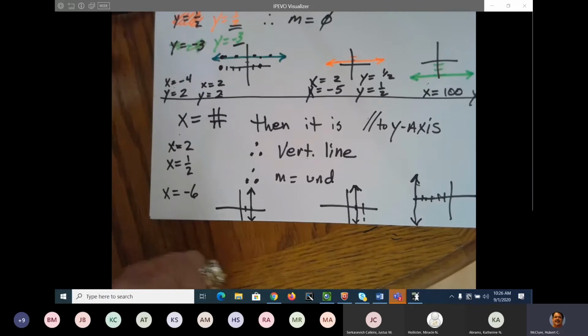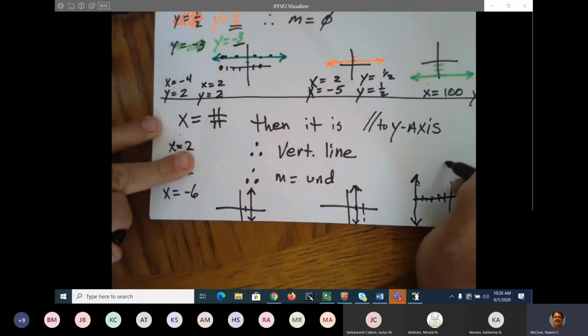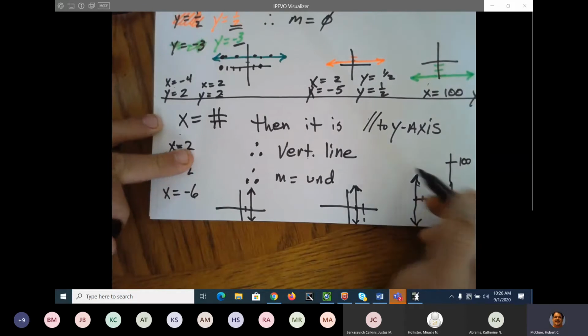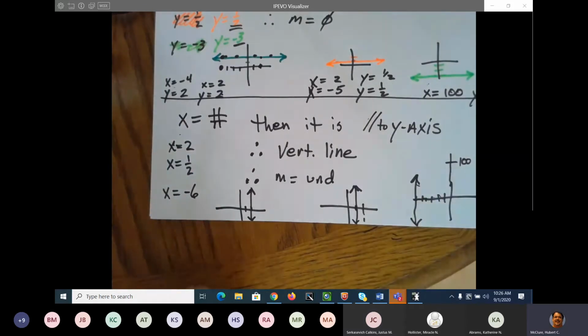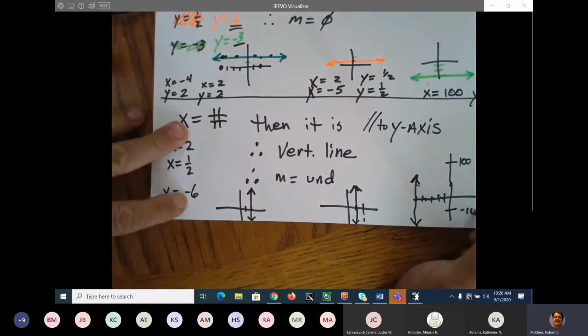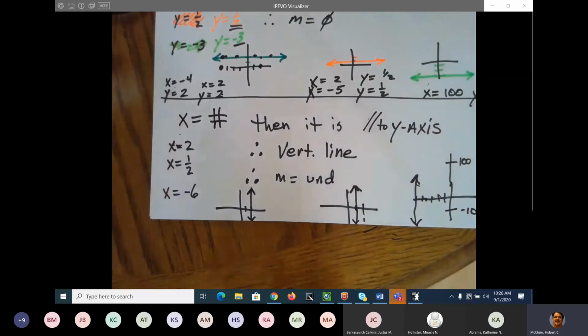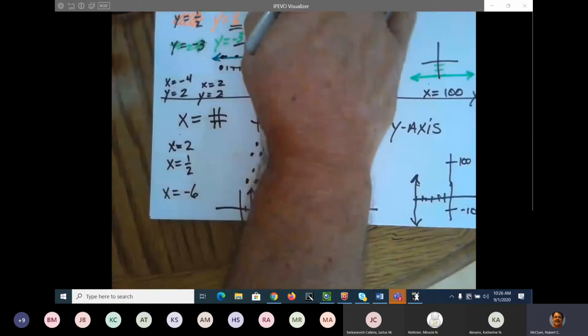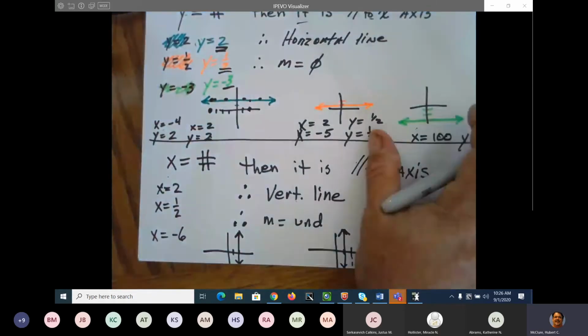So if I asked you on this last problem, if y is equal to 100, what is x? X is going to be -2, or here it's going to be -6. What about if y is equal to -10? X is going to be equal to -6. Good job. So that is 2 rules that you might see on a test.